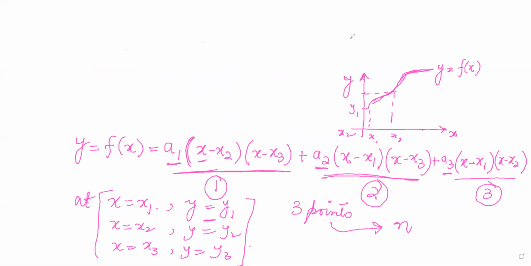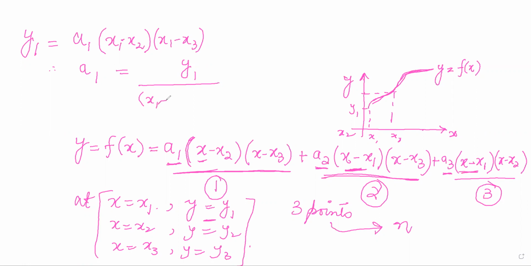The corresponding values will be, y1 is equal to, in this formula I have to substitute x is equal to x1. So it will be a1 multiplied by x1 minus x2 into x1 minus x3. Now this term becomes 0 at x is equal to x1. This term also becomes 0. Therefore, from here I can say a1 is equal to y1 divided by x1 minus x2 into x1 minus x3. This is done.